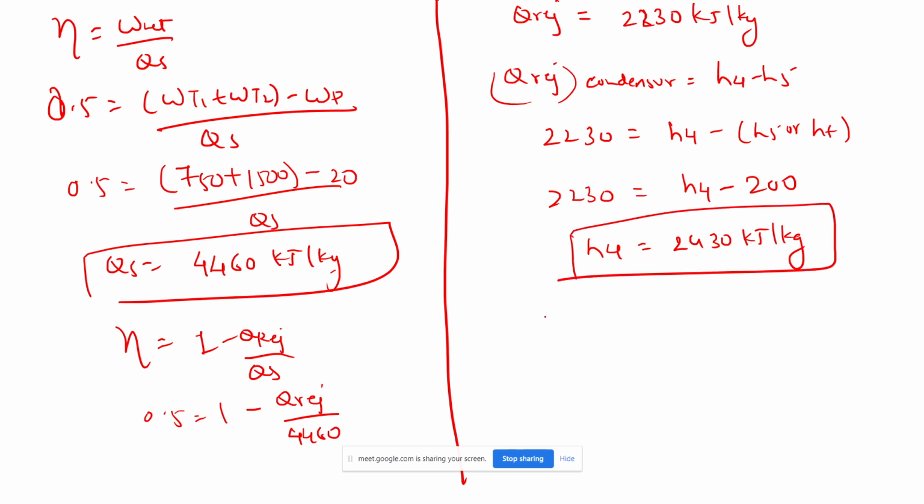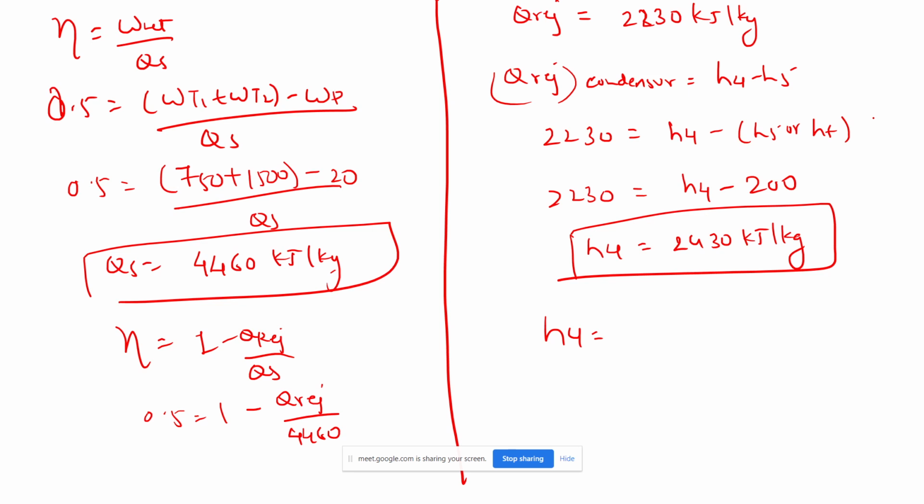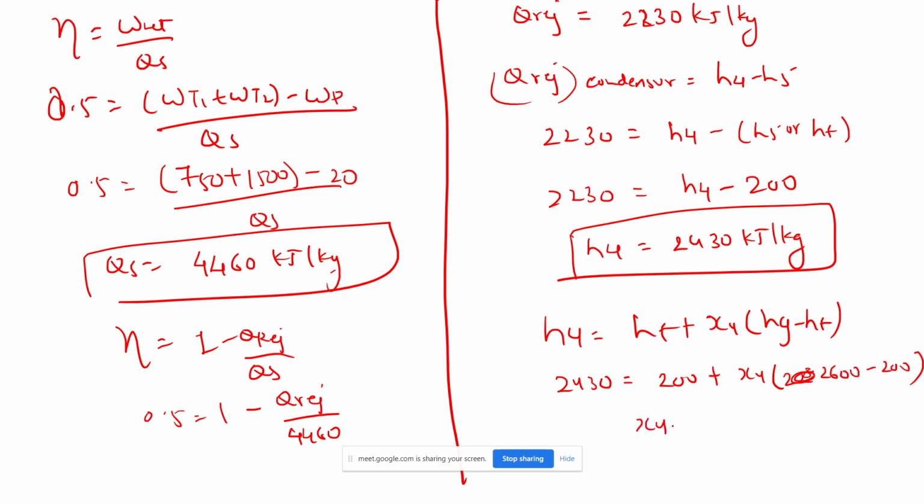Now we have already got the enthalpy here. They are directly asking the quality of the steam. From the question they have already mentioned that the steam coming out of turbine 2 will be wet. So we can directly calculate: H4 equals HF plus X4 times (HG minus HF). So 2430 equals 200 plus X4 times (2600 minus 200). Calculating, we get 0.929, or in percentage 92.9, but since they have asked for the nearest integer value, you have to write the answer as 93.